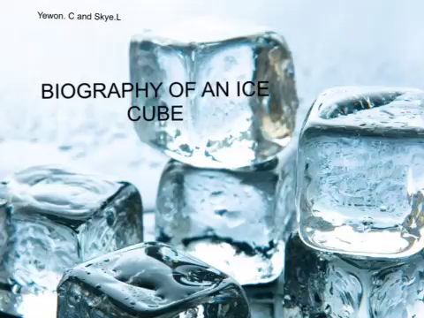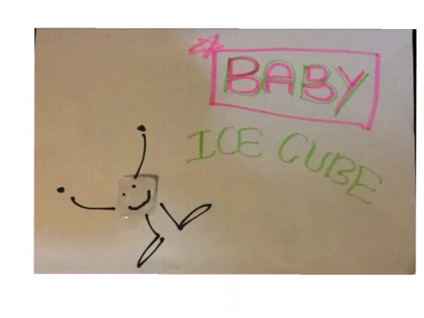Biography of an Ice Cube. Once there was an ice cube born. This ice cube was a solid phase. And solids like these have a definite shape and a definite volume. In this ice cube, the molecules are tightly packed and they barely move. They barely vibrate.